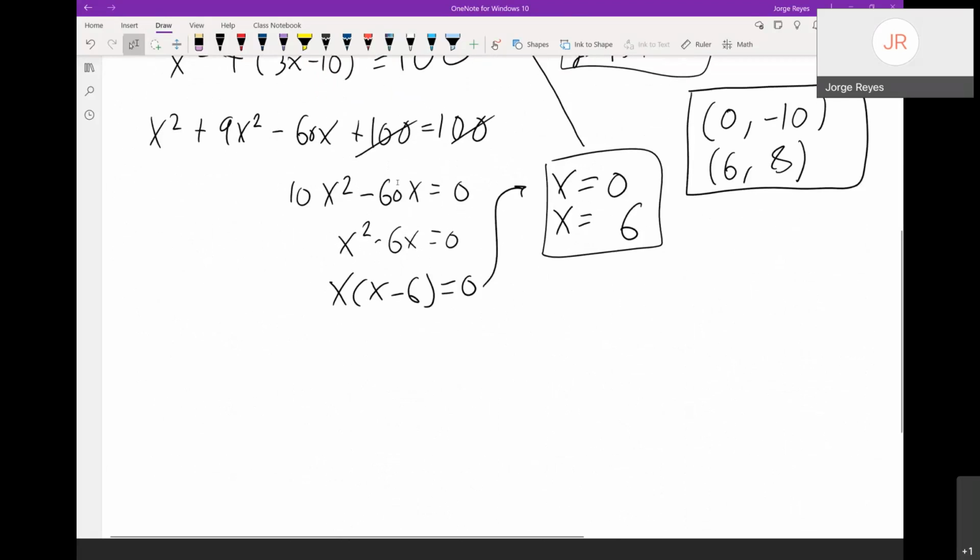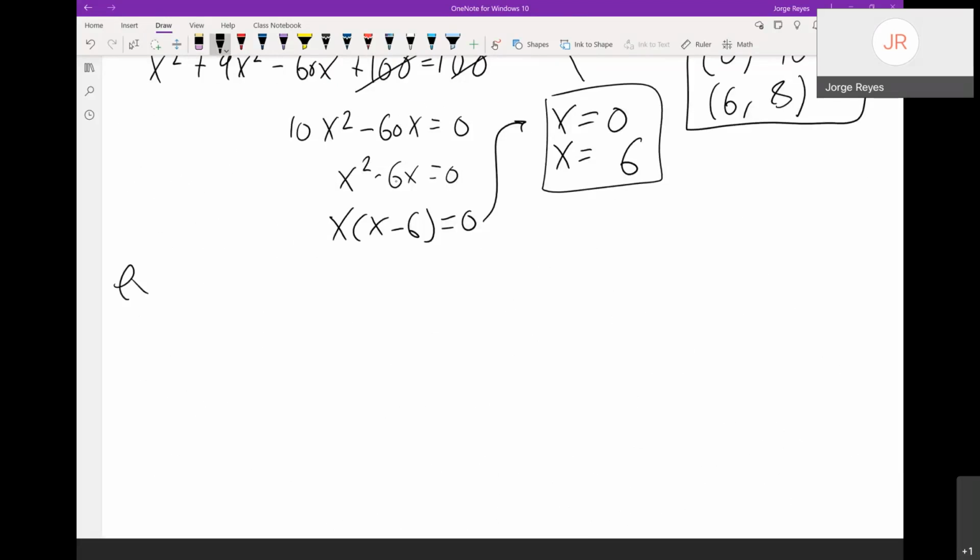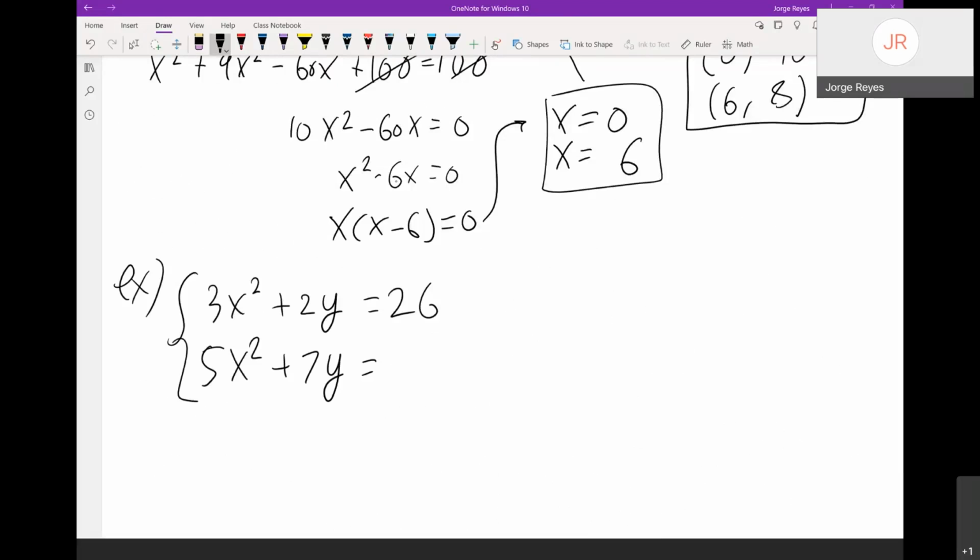All right, so let's do another one. Okay, here's another example. 3x squared plus 2y equals 26. 5x squared plus 7y equals 3. All right, so this one, you can use substitution. Pretty much you can always use substitution. It's just whether it's recommended or not is a different question. All right, but also here, you notice you have y's and x squareds. Okay, so both of the equations can actually talk to each other, which means you can also use elimination here.